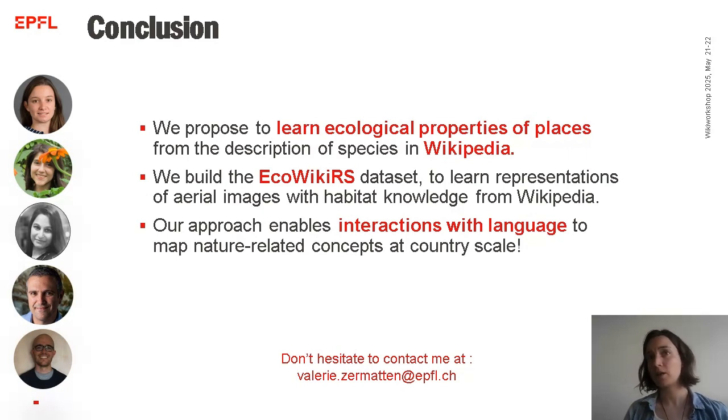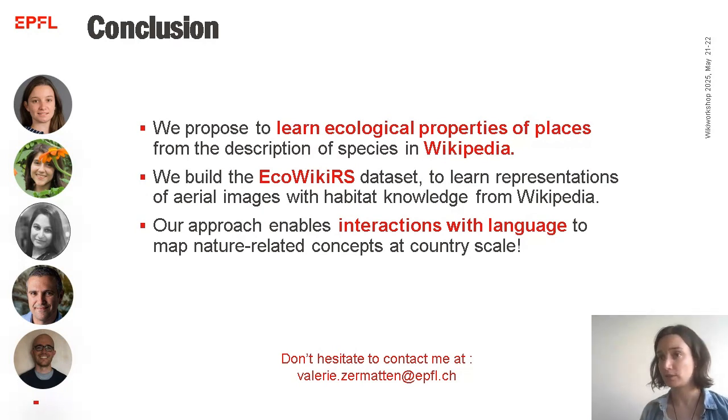So through this project, we propose to learn ecological properties of places from the description of species in Wikipedia. We propose this dataset, EcoWikiRS, to learn a representation of aerial images and connect them with text. Our approach enabled open vocabulary interaction with language to map nature-related concepts at country scale.